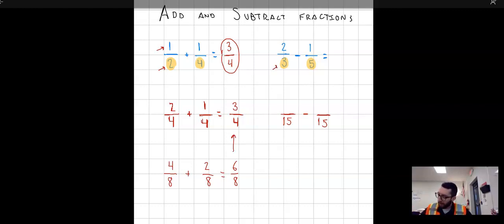So 3 times 5 is 15, so I got to do 2 times 5, which is 10. 5 times 3 is 15, so I got to do 1 times 3, which is 3. And now, just like addition, the bottom number, your denominator, stays the same. And your top number, your numerator, you subtract them. 10 minus 3 is 7. And you cannot simplify that because 7 is a prime number. So 2/3 minus 1/5 is 7/15.